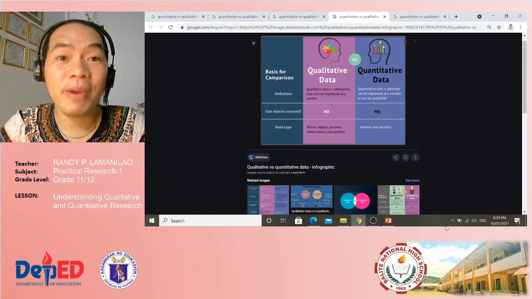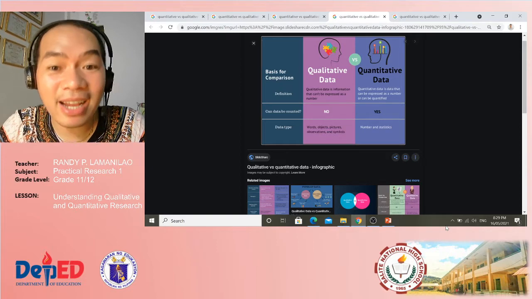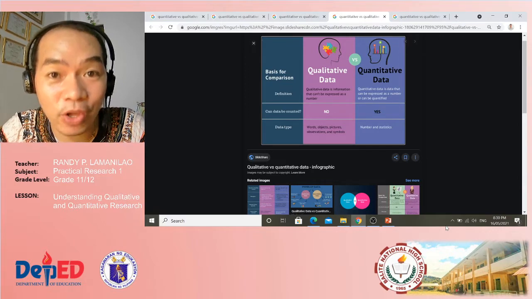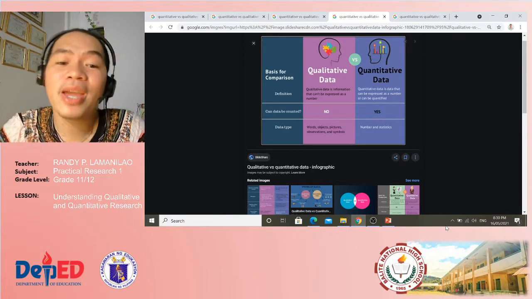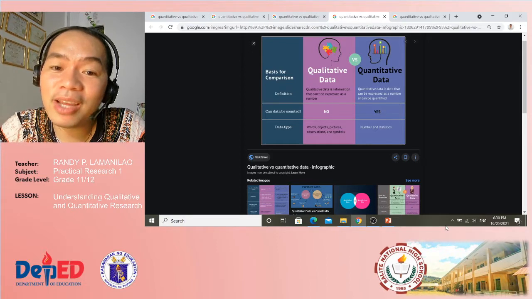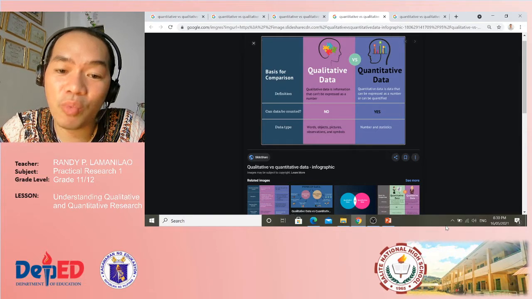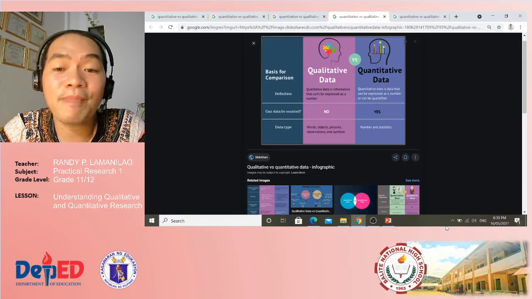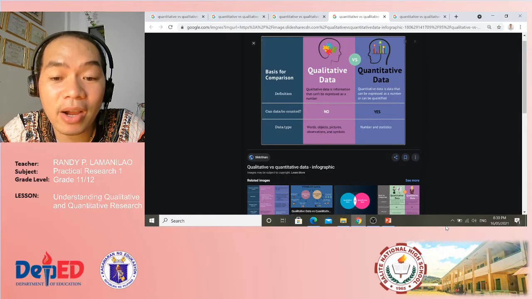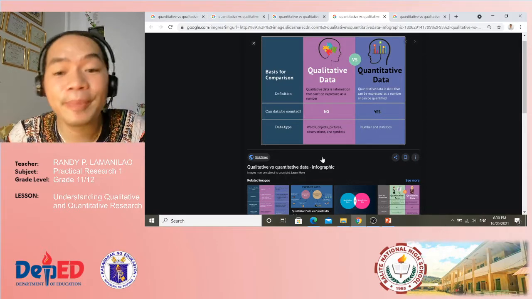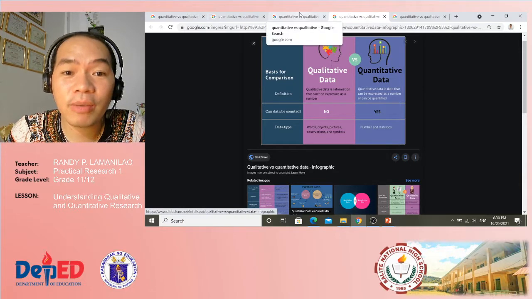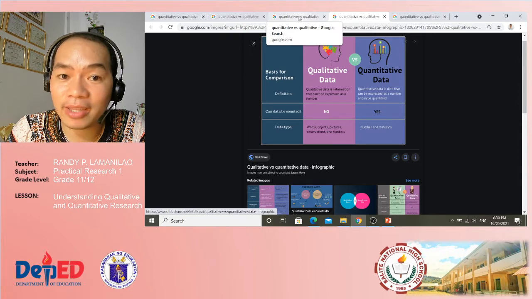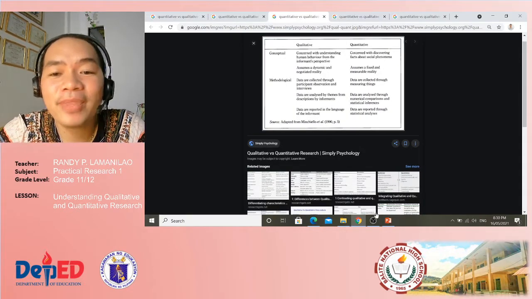Kapag quali, hindi numbers. Can data be counted? Nabibilang ba yung data na nagagather mo? Hindi sa qualitative. Sa quantitative, yes, kasi numero yung pinag-uusapan sa quantitative. Alright? Yung data type. Yung data na makukuha mo for qualitative research ay words, objects, pictures, observations, and symbols. Kapag quanti naman, number and statistics. Okay? So kaya nga yung subject na statistics para yung sa quantitative, hindi sa qualitative. Okay? Next. Tingnan natin ito.